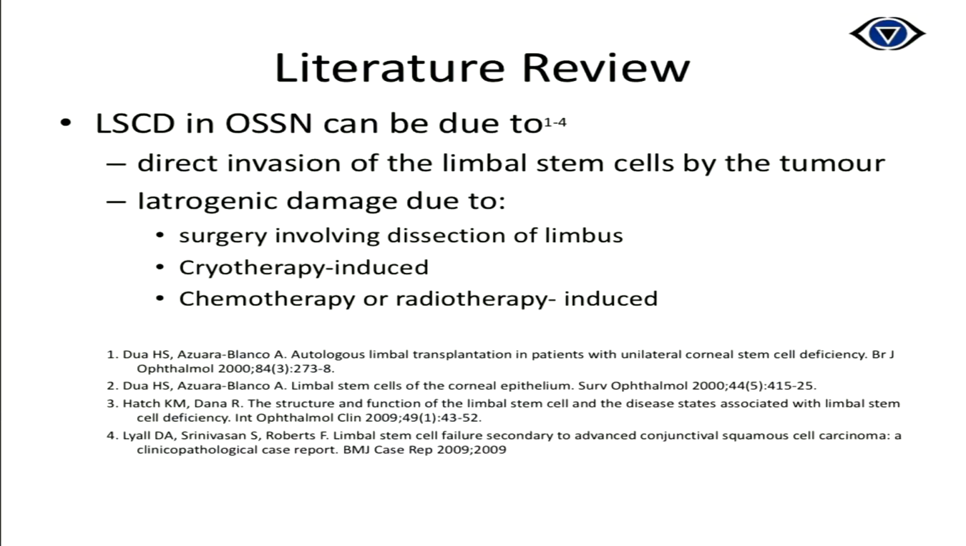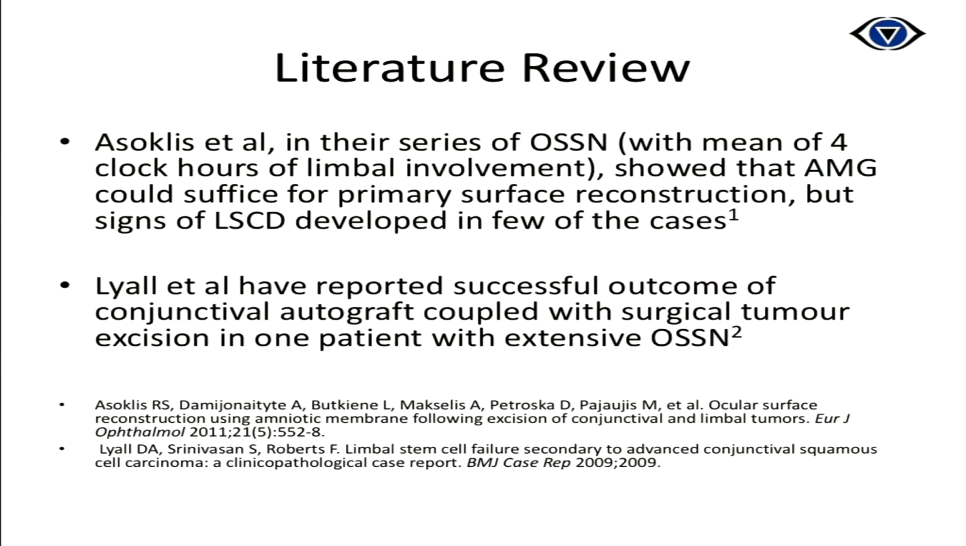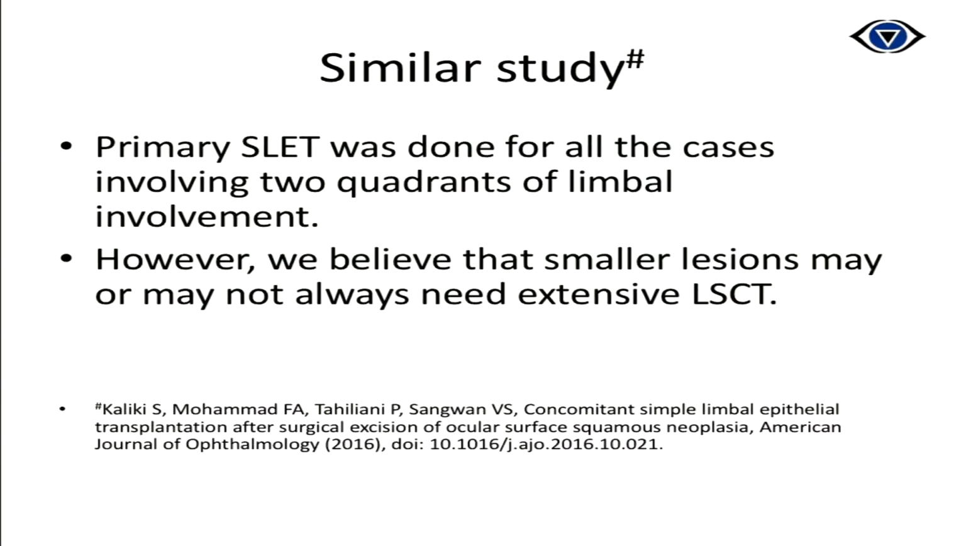So LSCD in OSSN could be due to the direct invasion of tumor cells, or it could be due to the iatrogenic damage due to surgery, cryo and chemo. People have already studied that AMG per se, only AMG, could lead to signs of LSCD, and some have even used conjunctival autograft. But a similar study has said that they have done it for more than 2 quadrants, but we believe that smaller lesions may not always need extensive LSCT.